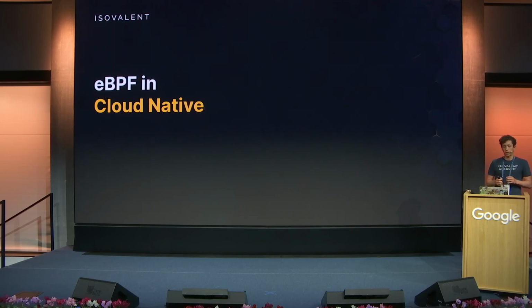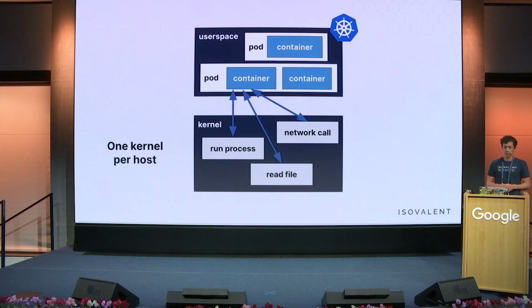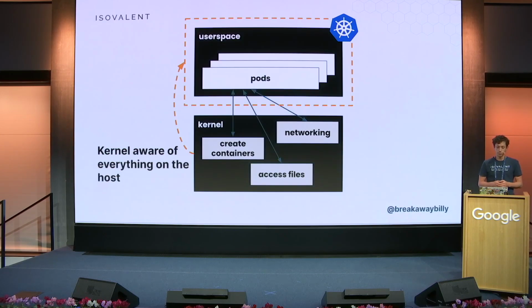So let's then talk about how eBPF connects to cloud native, because that was originally the premise of this talk, right? In a cloud native world, rather than running one application on a machine or on a virtual machine, we now have a collection of containers running on a single kernel. There's one kernel per host, and it's supporting all the containers and applications that are running on that host. So what does this mean for eBPF?